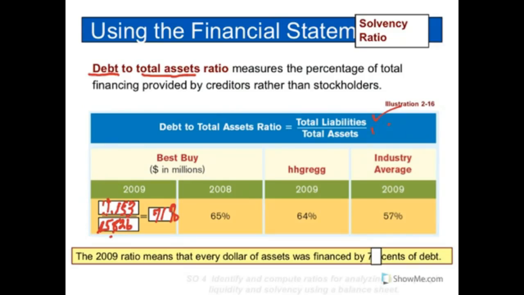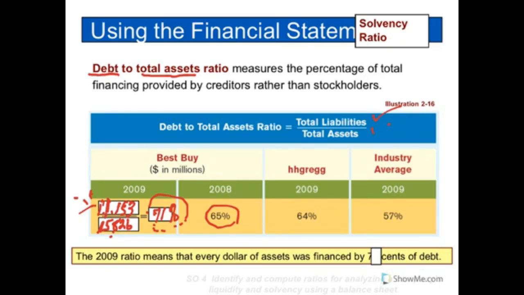So now when we look at Best Buy, we have total liabilities 11,153,000 over total assets, 15,826. So you can see that 71% of the assets are owned by people outside the business. Now, how does that compare to last year? Last year was 65%. So the shareholders owned more last year than they do this year of the total assets.